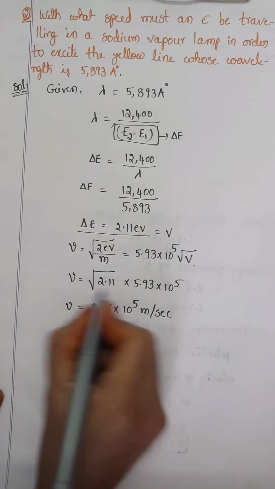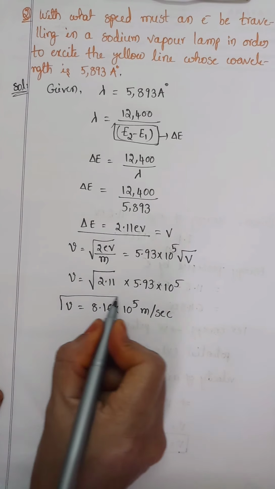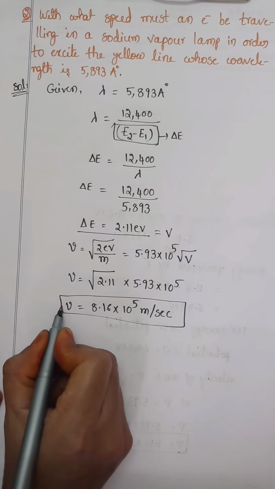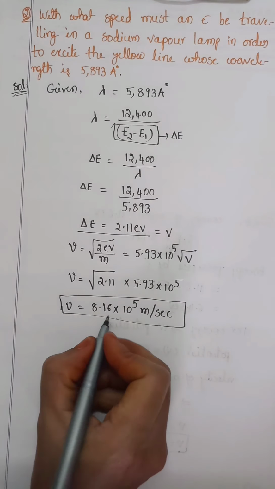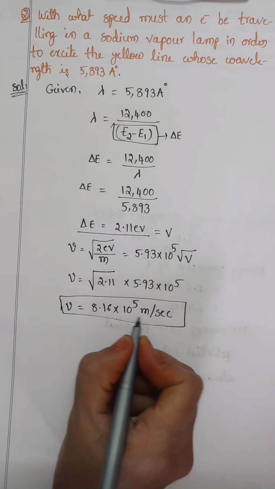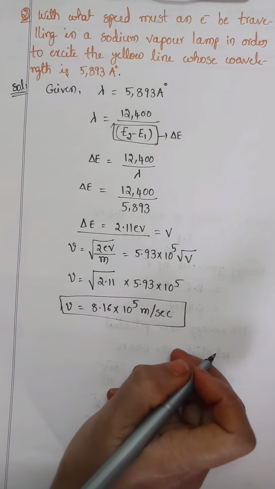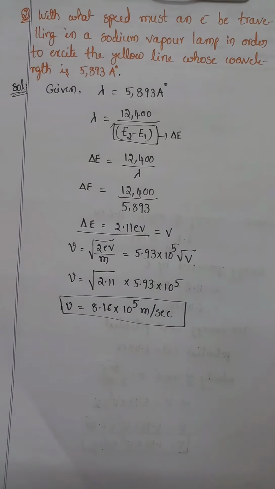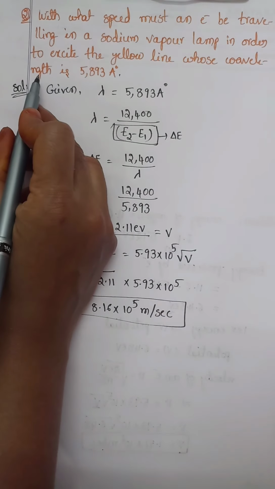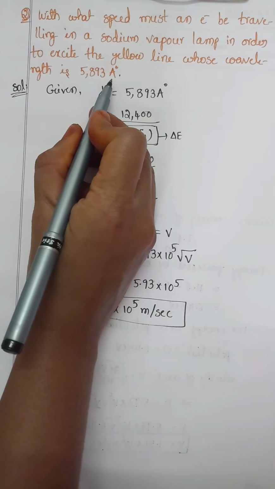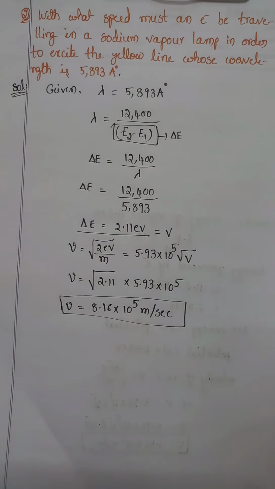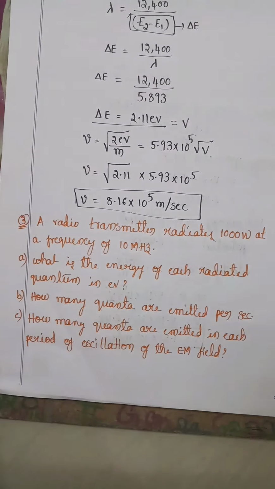On simplifying the above expression, we get this. So the electron is moving with a velocity of 8.16 into 10 to the power of 5 meters per second in sodium vapor lamp in order to excite the yellow line whose wavelength is 5893 angstroms. Now let us go for the next problem.